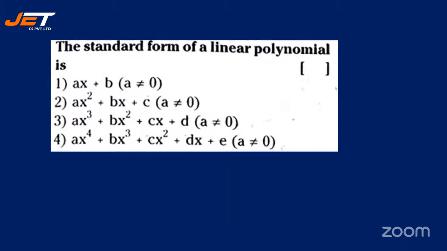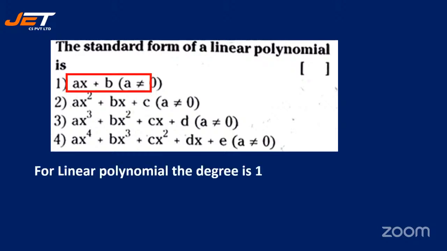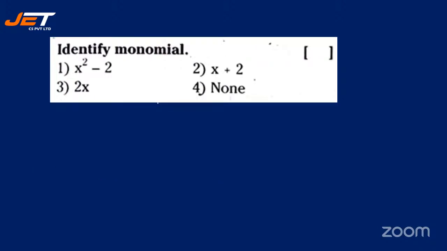The standard form of a linear polynomial is dash. So what do you mean by linear polynomial? It means that the degree should be 1. Degree means the power of x. So ax plus b, where a is not equal to 0. So for a linear polynomial, the degree is 1. The second one, the degree is 2, third one is 3, next is 4, and so on.